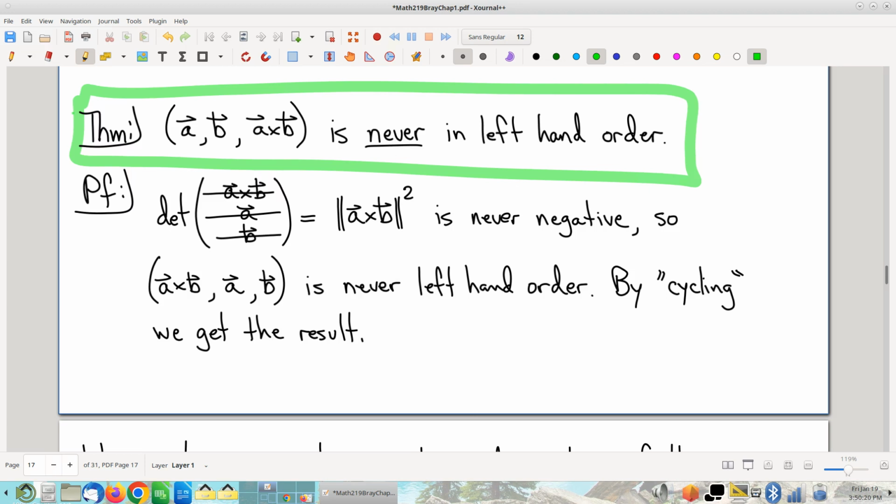Yeah? Can you show visually what it would look like if it was left-hand order and why that would be wrong, since you're using your hand?